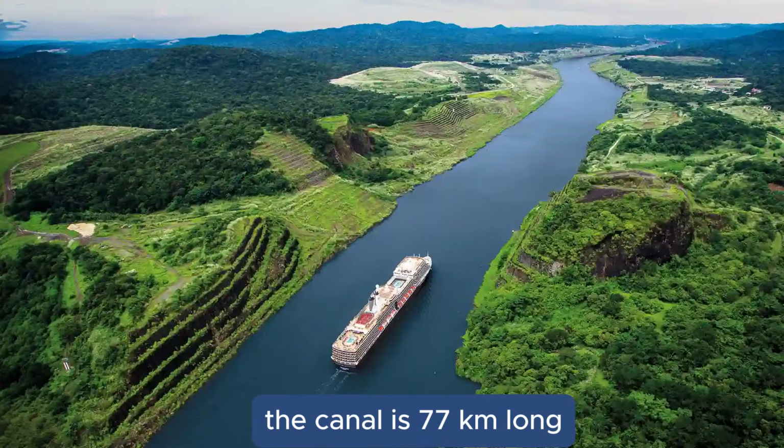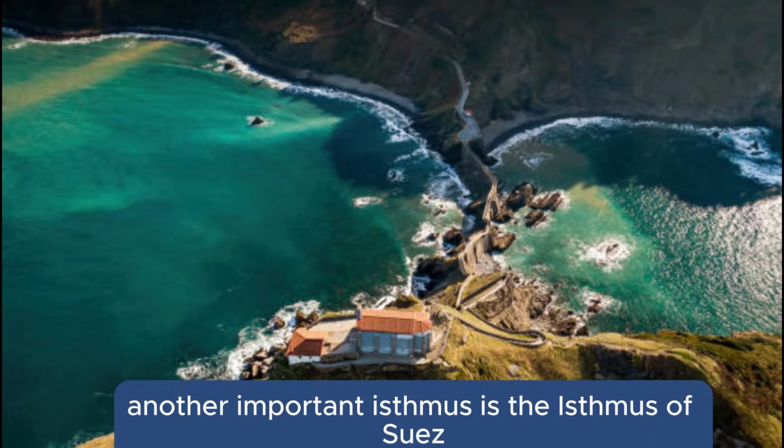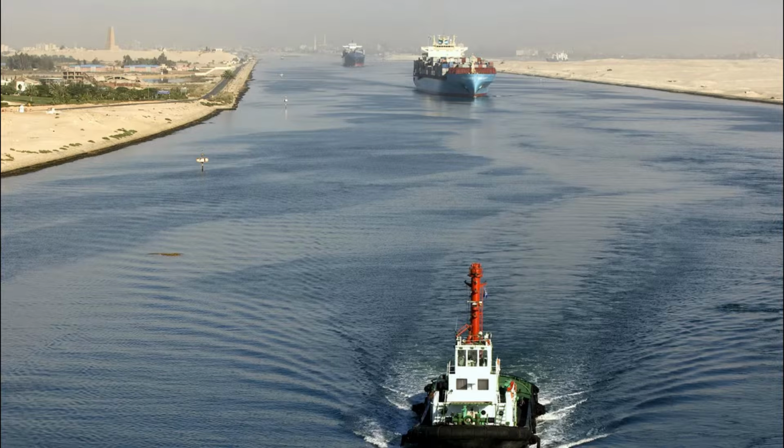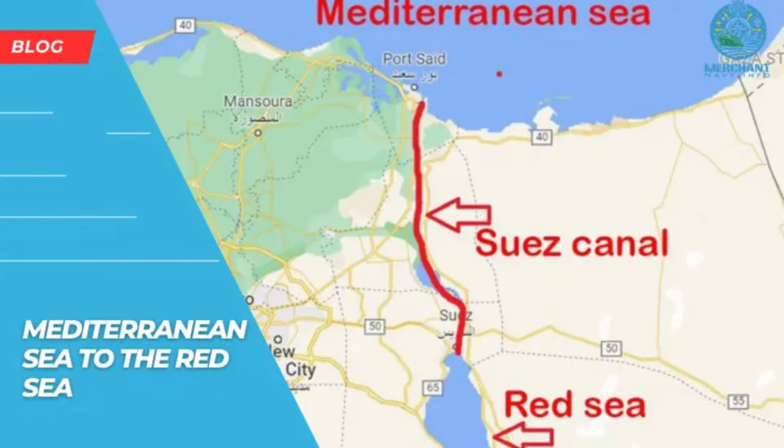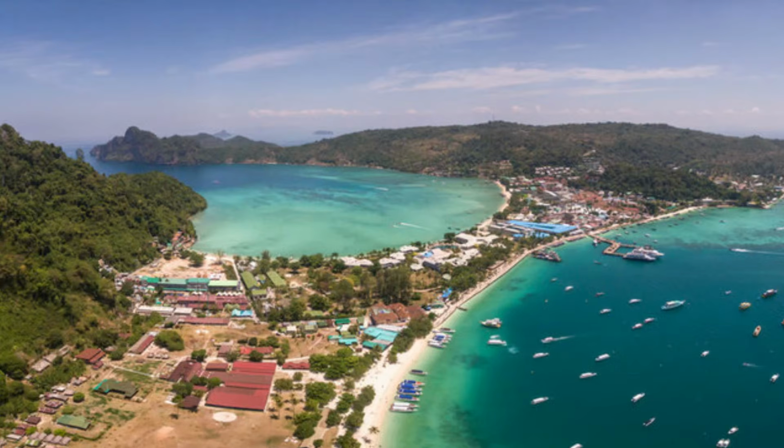The canal is 77 kilometers long. Another important isthmus is the Isthmus of Suez. Here the Suez Canal was made, connecting the Mediterranean Sea with the Red Sea. The construction of the canal started in 1859 and was completed in 1869.